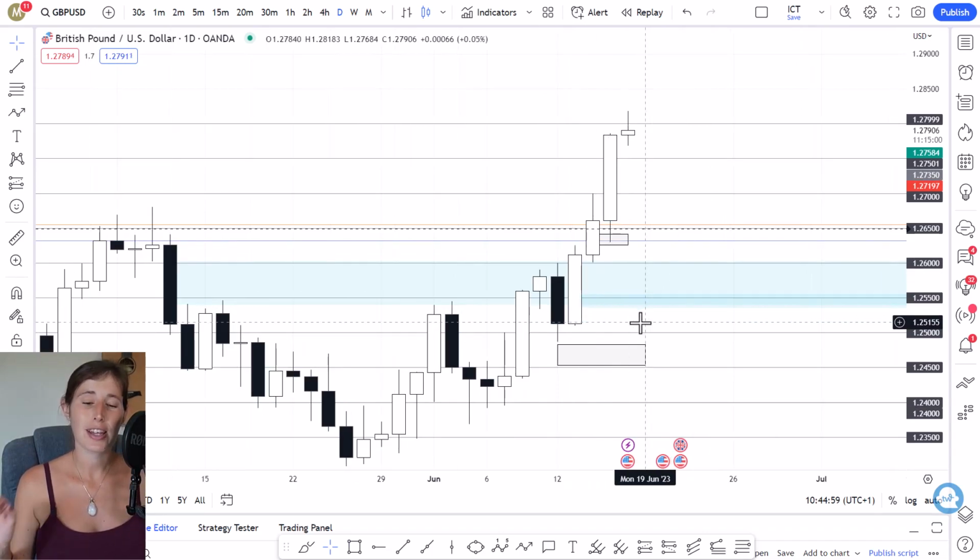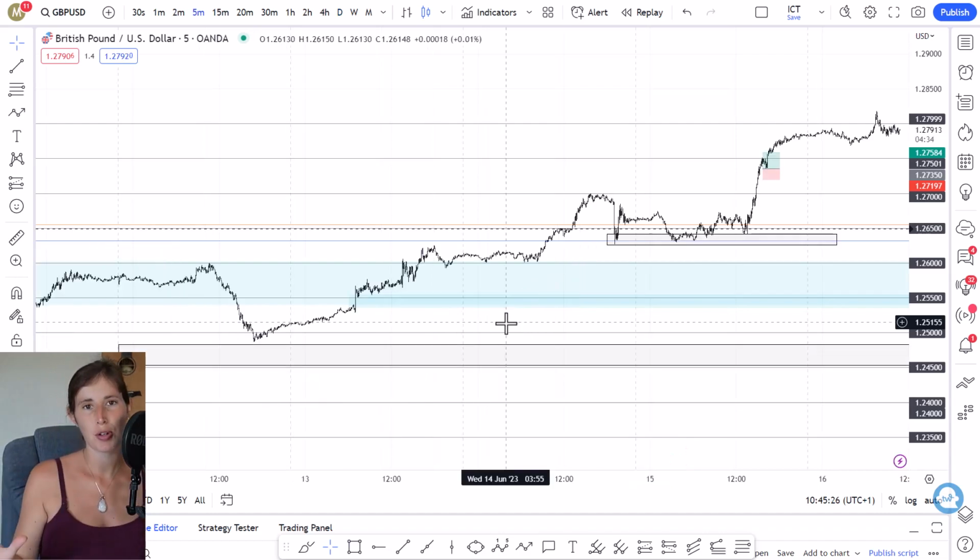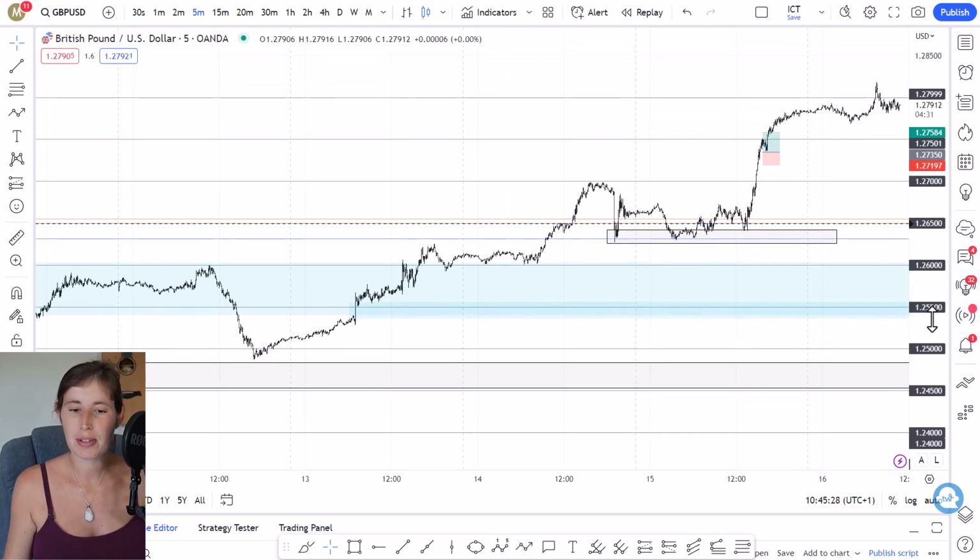However, on Tuesday, I managed to capture a really nice move, a long position, and gain some profit on both my live account and my account with the 5%ers. So I've just moved on to the 5-minute time frame. I'm zoomed out quite a lot, and as you can see, these are the section dividers.